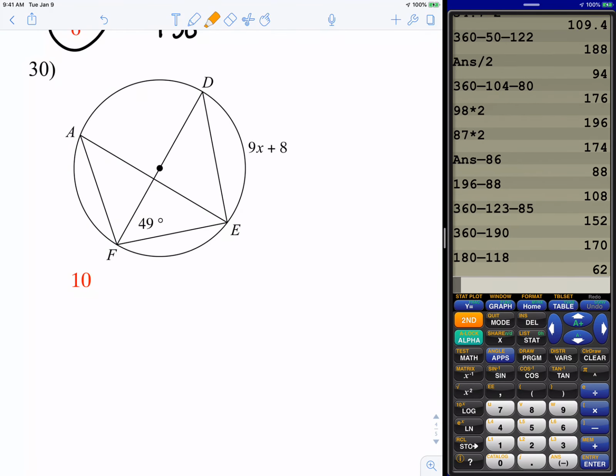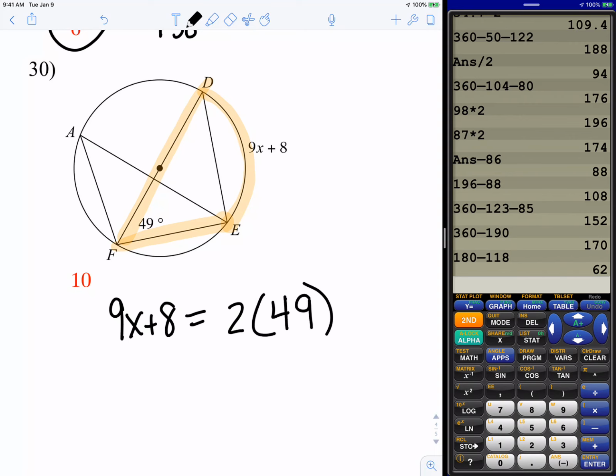And 30. This inscribed angle right here has the intercepted arc DE. So the arc is equal to 2 times the inscribed angle. There's your setup. x is 10.